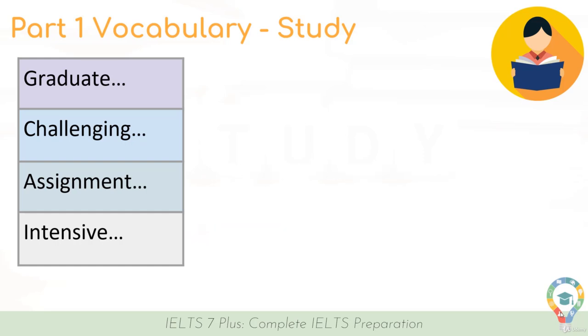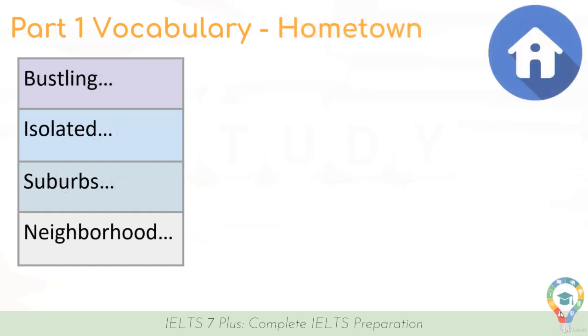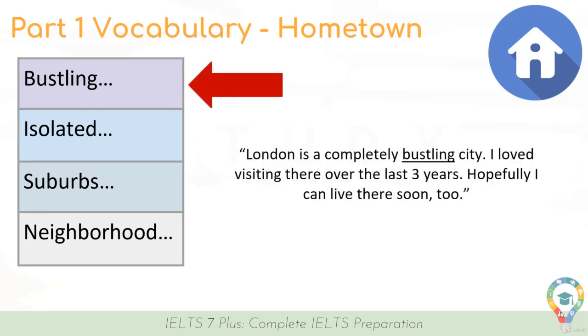Let's move on to our next topic, which is hometown. The first piece of vocabulary is bustling, which means somewhere with quite a lot of people and a lot of activities going on. London is a completely bustling city. I loved visiting there over the last 3 years. Hopefully I can live there soon too.